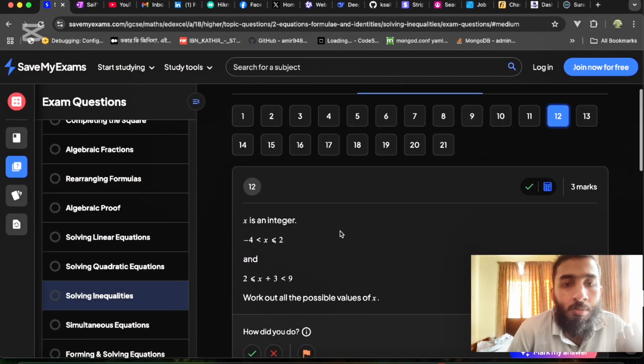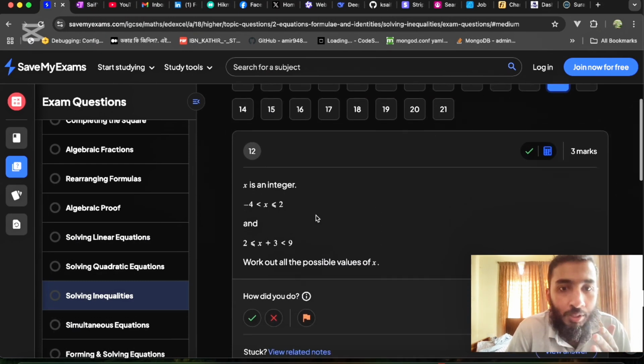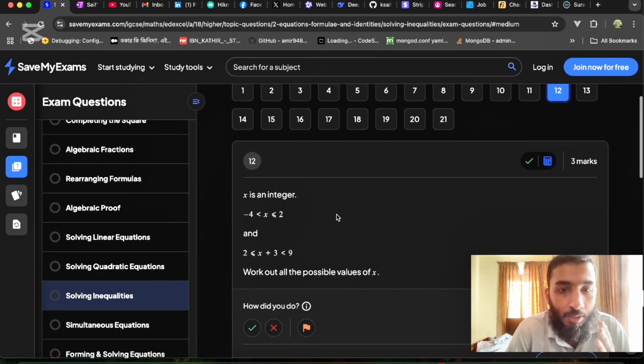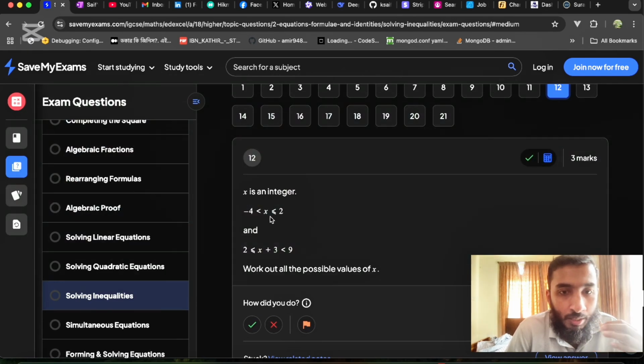I'll focus on problem number 12, which is very similar. I'll skip 9, 10, 11 and go straight into 12 because 9, 10, 11 are very similar. So let's read the problem. x is an integer and these two inequalities are given. You have to work out the possible values of x. So there are two inequalities given with the same variable, and you have to work out all the possible values of that variable x.